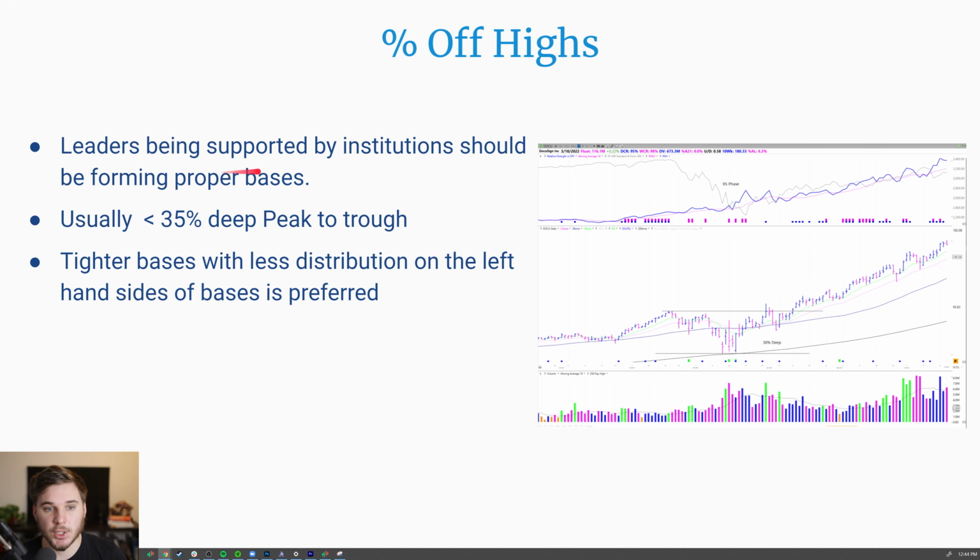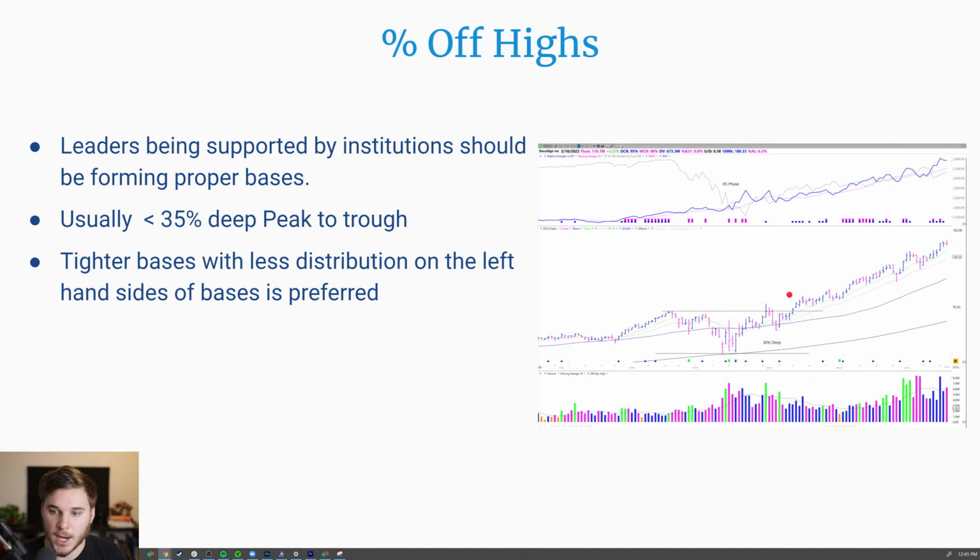Moving on, we've got the percentage off highs. So basically, leaders being supported by institutions should be forming proper bases and not fall too much. And usually a base depth of less than 35% peak to trough is fairly normal. And the tighter the base with less distribution on the left-hand side is basically preferred. So you don't want to see a lot of really negative bars where it sells off 15, 10, 20% on very high volume on the left-hand side and then goes up on slightly lower volume. You want to see kind of a rounded bottom and kind of an even amount of accumulation and distribution.